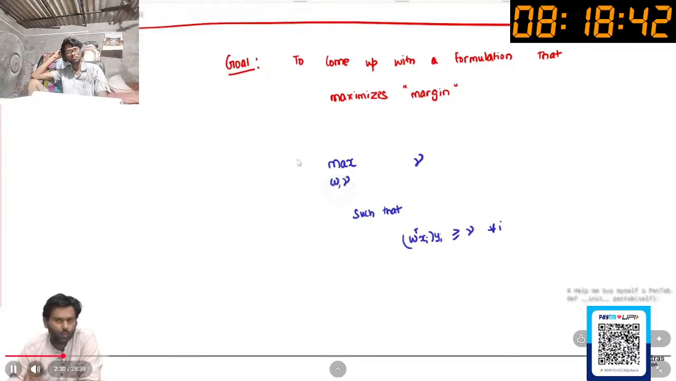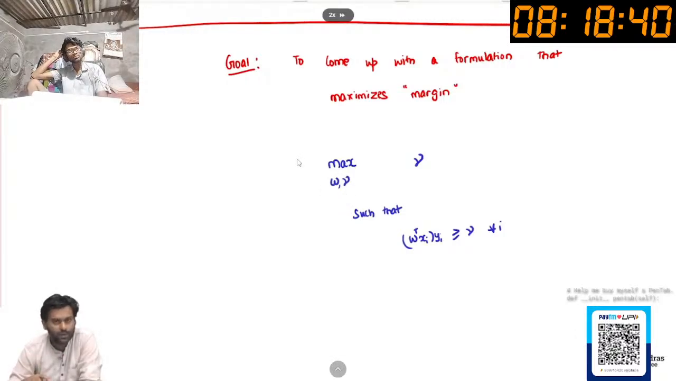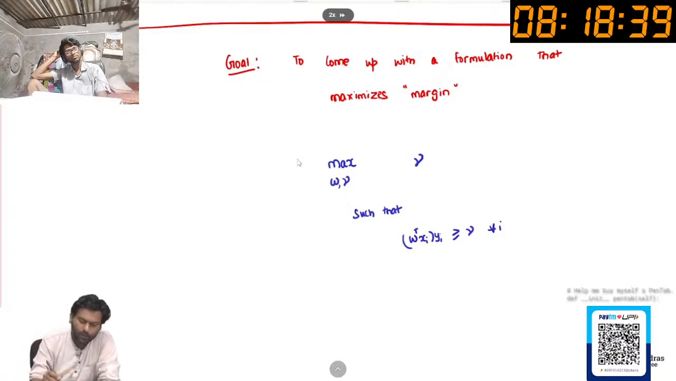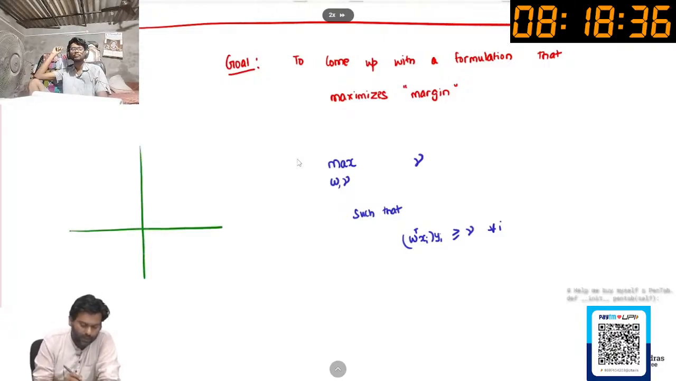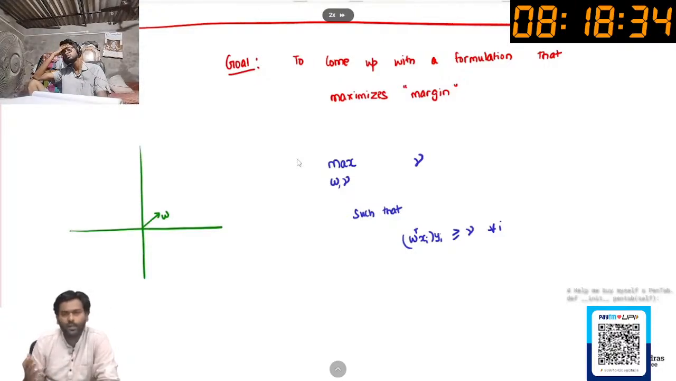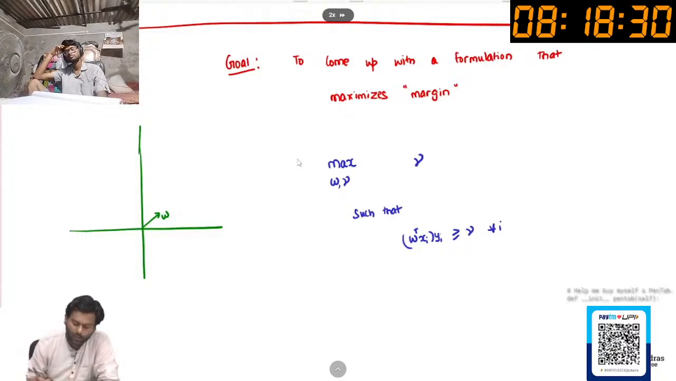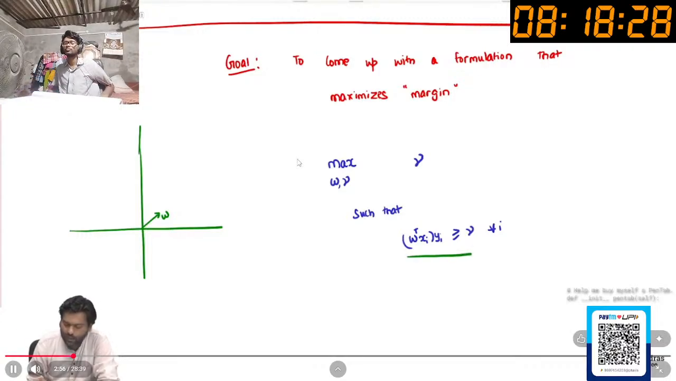Now, let me tell you what we are missing about this formulation now, and that will give us a slightly different way to think about this. So what we are here saying is that, let's say I have some W. Let's say this algorithm outputs a W, and why did this algorithm output a W? That W had the largest gamma. What does that mean?